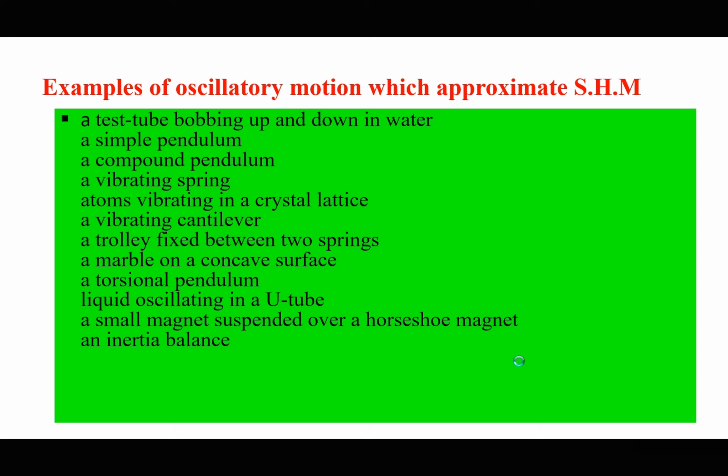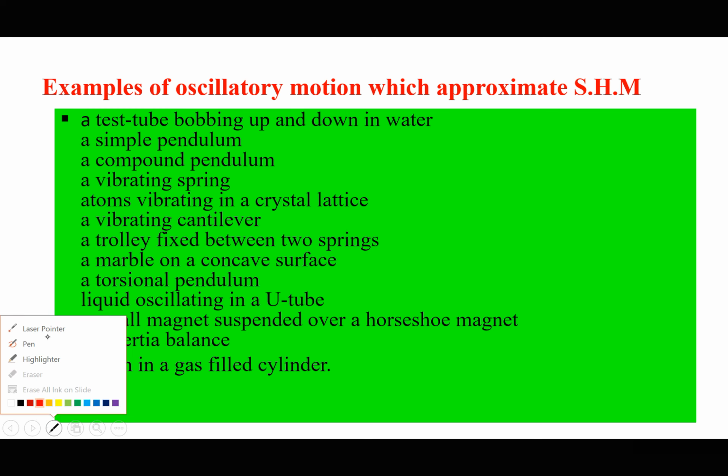So some of the examples we expect of oscillatory motion which approximate simple harmonic motion could include: imagine a test tube bobbing up and down in water, a simple pendulum, a compound pendulum, a vibrating spring, atoms vibrating in a crystal lattice, a vibrating cantilever, a trolley fixed between two springs, a marble on a concave surface, a torsional pendulum, liquid oscillating in a tube, a small magnet suspended over a horseshoe magnet on an inertial balance, then a piston in a gas-filled cylinder, and so many others.